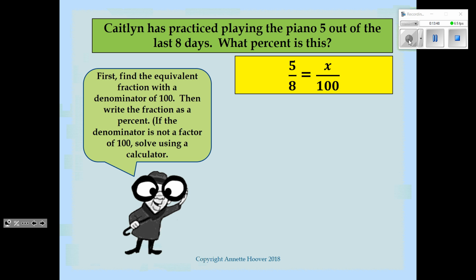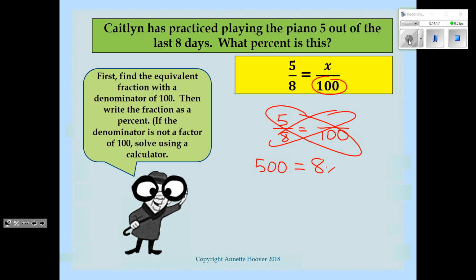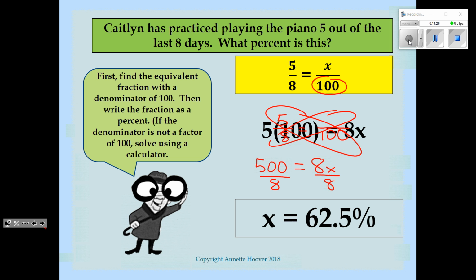Caitlin has practiced playing the piano 5 out of the last 7 days. So 5 to 7 was set up as a ratio. What percent is this? Again, the percent has to be over 100. So we set up our second ratio as a fraction with 100 on the bottom. Again, there is not a number that we can multiply 7 by to get 100. So we're going to have to use the proportion method. 5 times 100 is 500. That's on one side of the equal sign. This one would be 7x, and now we divide both sides by 7. And if you want to, you can use your calculator for that. 500 divided by 7 would be 71.4%.